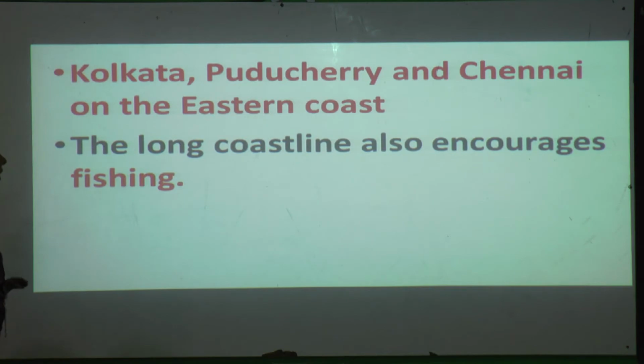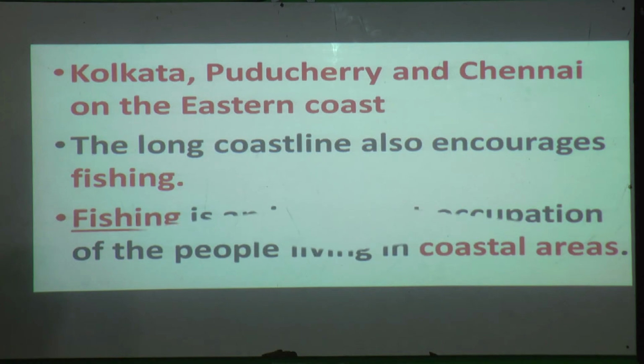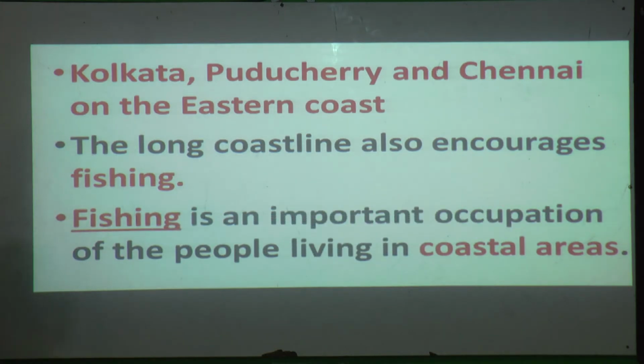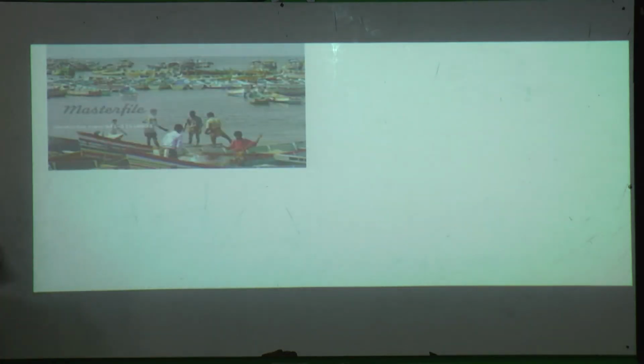The long coastline also encourages fishing. With a lot of water, what type of occupation can they do? First is fishing, correct? And what else do they do? Fishing is an important occupation. Yes, the work of the people is fishing. Most people live near the coastal areas. Shipping can also be done here on the water.